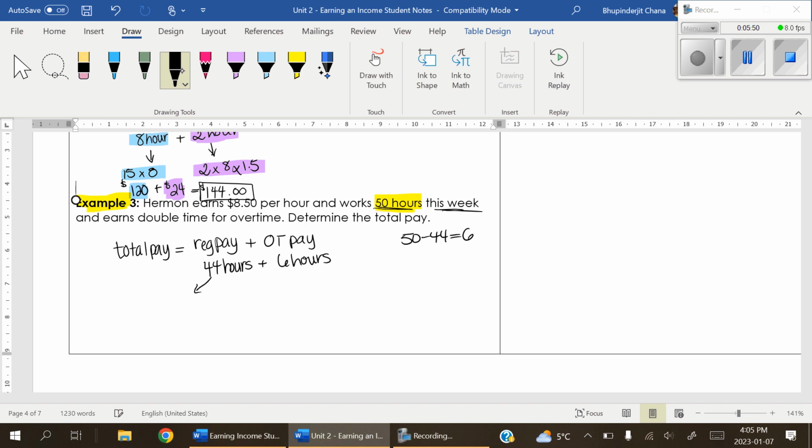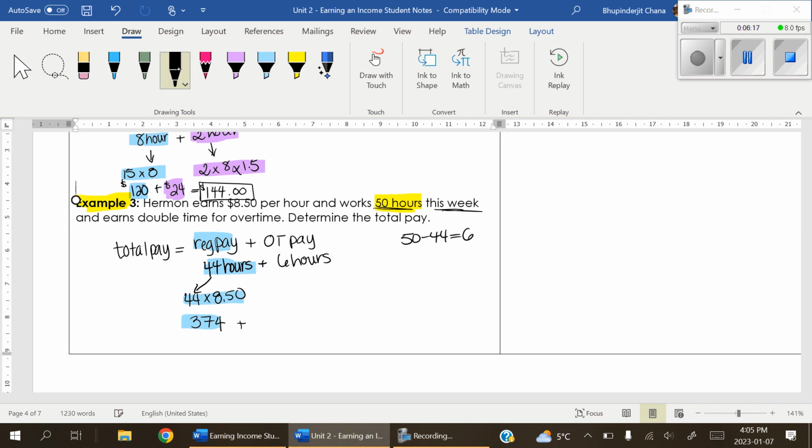Then we're going to calculate our pay rate. So 44 multiplied by $8.50. Let's calculate that out. 44 times 8.50 gives me $374. So this is all regular pay.